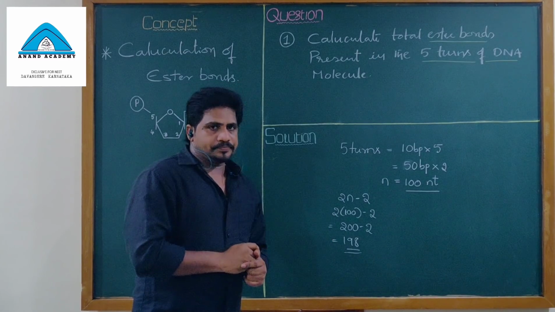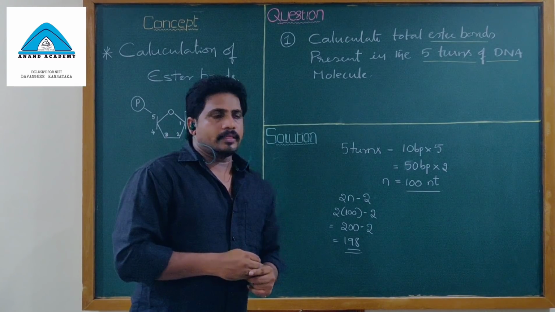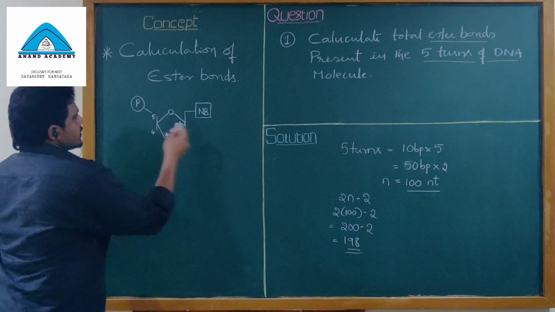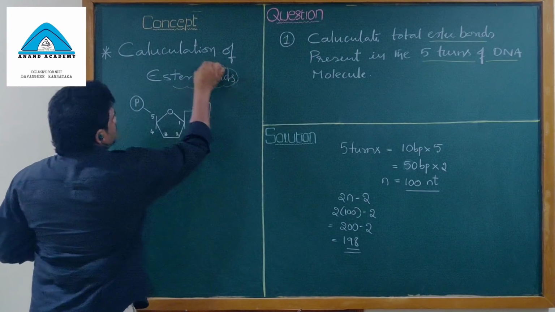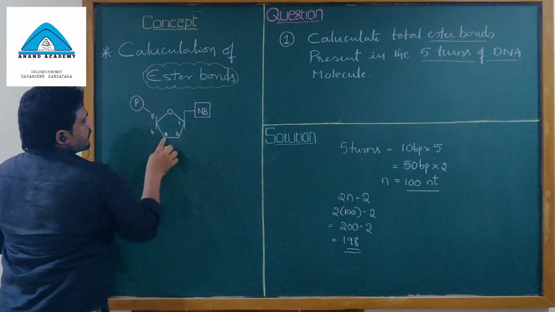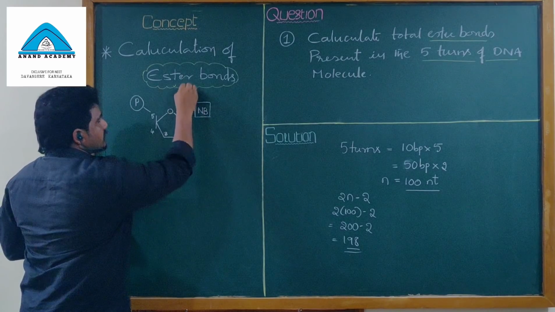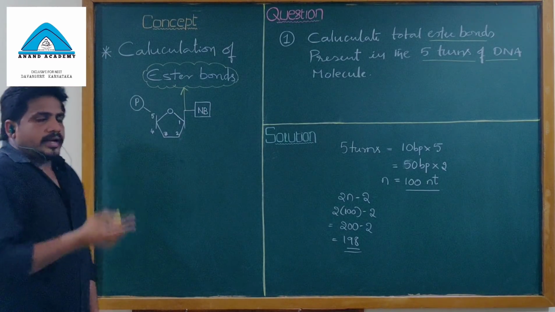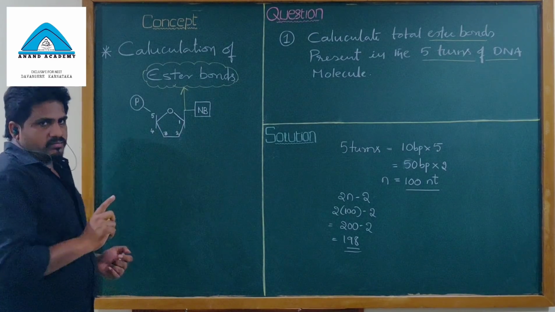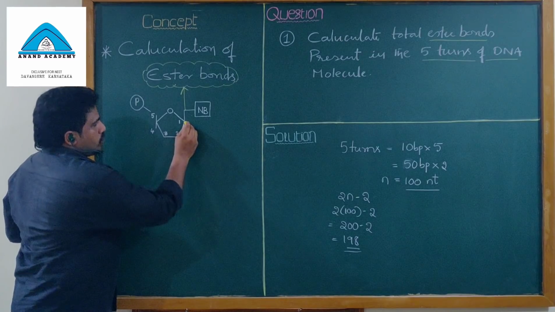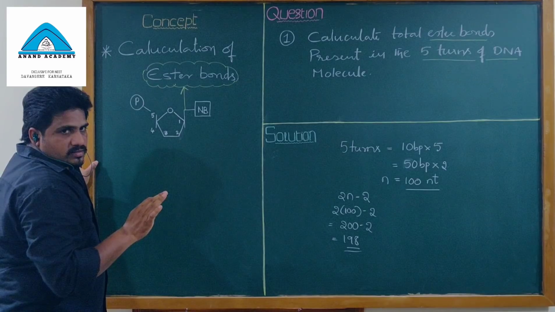Is the answer clear? So what is the concept behind this formula? Simply, what is an ester bond? Where can it be identified? An ester bond can be identified between the pentose sugar and the phosphate. Here, this is the ester bond. How many nitrogen bases are there for one pentose sugar in one nucleotide? Only one. Okay. So, according to that, the number of nucleotides is equal to the number of ester bonds.